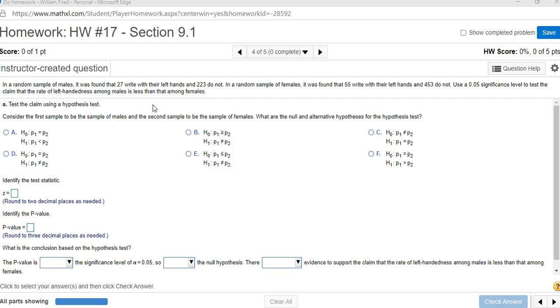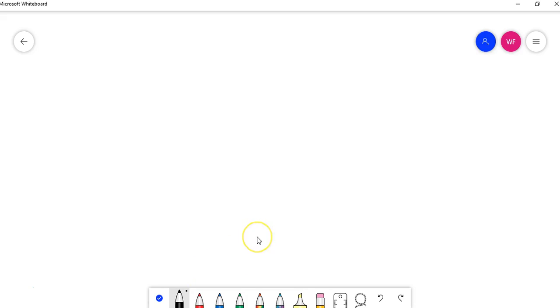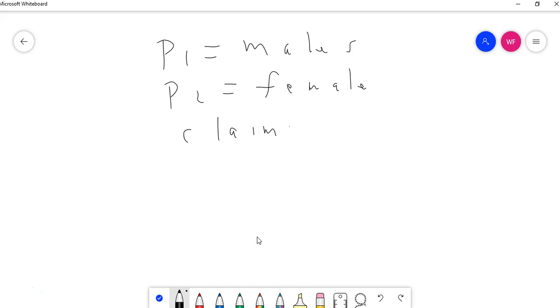So I'm going to set this up, go to the calculator, draw the conclusion. For the setup, I'm going to attempt to show this on a whiteboard thing. So the setup is if I let P1 be the males and P2 be the females, the claim is that P1, the rate of males, is less than the females.